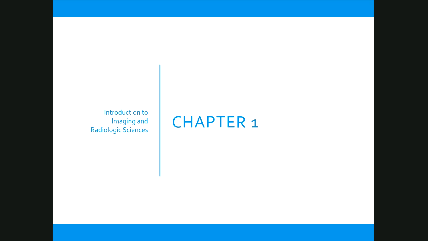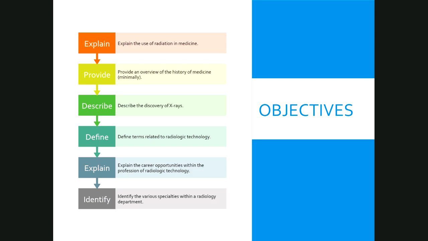Okay, so we'll start on page 2 and page 3 with this, and this is an introduction to chapter 1. If we look at the objectives, they reference that we'll explain the use of radiation in medicine, provide an overview of the history of medicine. Now, that is going to be minimal, if non-existent. Not that it's not important, but we tend to focus more on what we do in our specific field, but it is worth reading, but I will not quiz or test you on that part of the chapter.